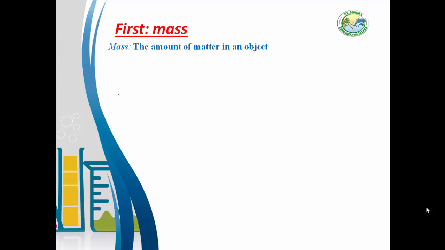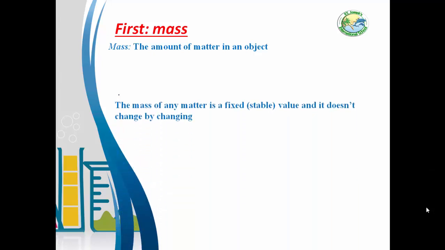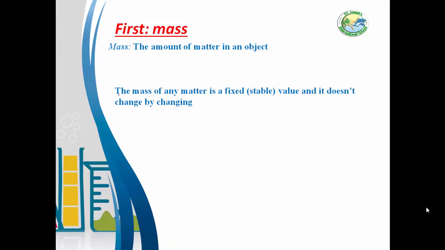And the most important point in this property is that mass is a fixed value and it doesn't change by changing the place. It means by measuring the mass of an object on Earth's surface and then measuring it on the Moon's surface, the mass will be equal. The mass of a book on Earth's surface equals the mass of the same book on the Moon's surface. So mass is a fixed value. It doesn't change by changing the state of matter and the place of matter.